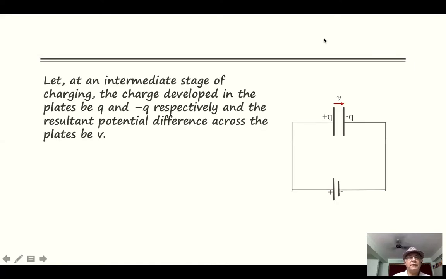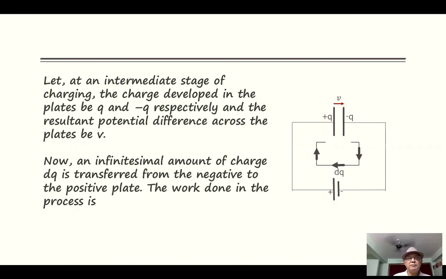Later, at an intermediate stage of charging, the charge developed in the plates be q and minus q respectively. Here both the q's are small q's, and the resultant potential difference across the plates be v. v is small v. Now an infinitesimal amount of charge dq is transferred from the negative to the positive plate. The work done in the process is dW equal to small v dq.